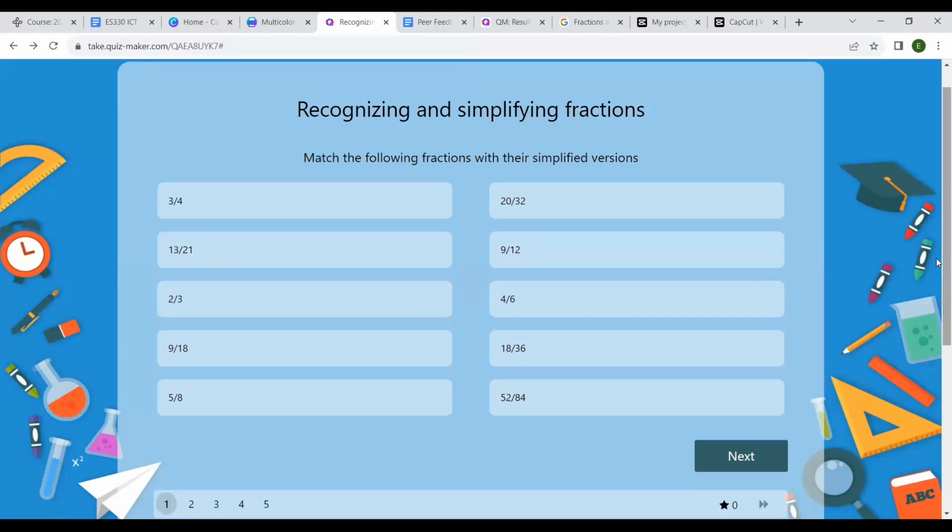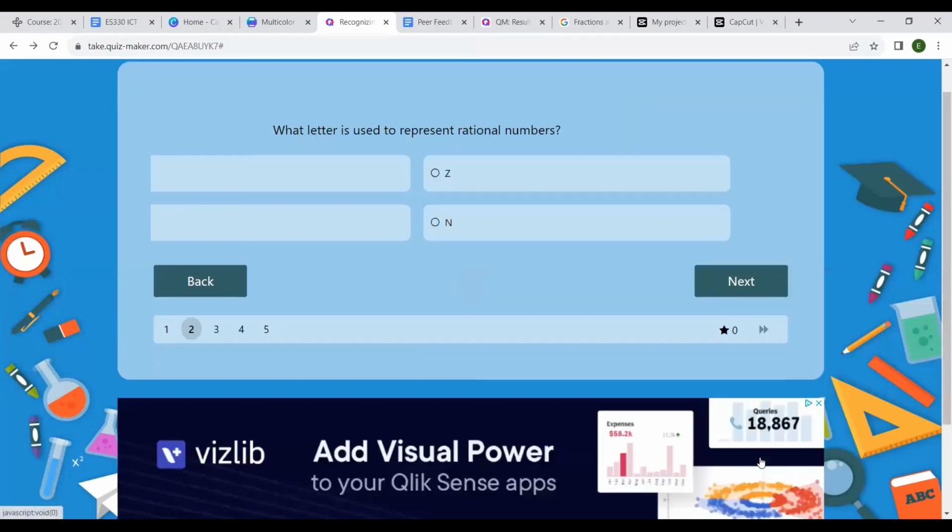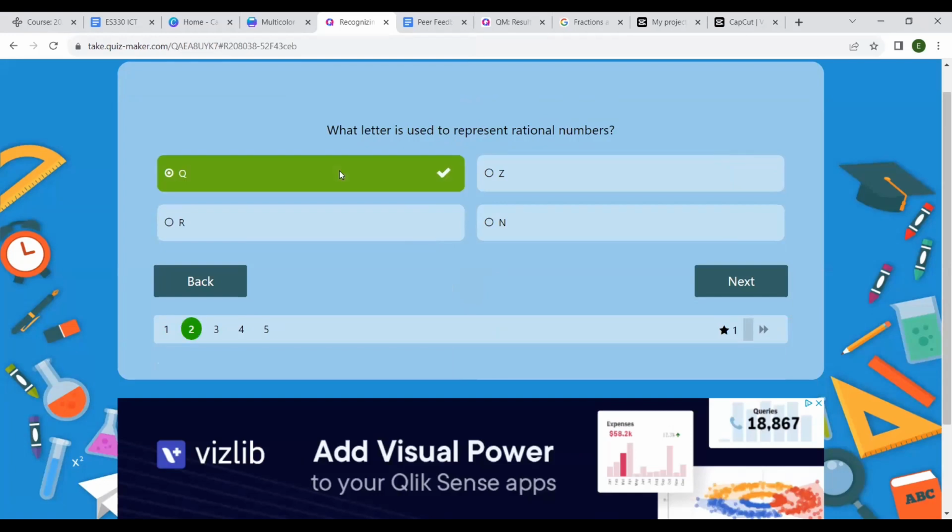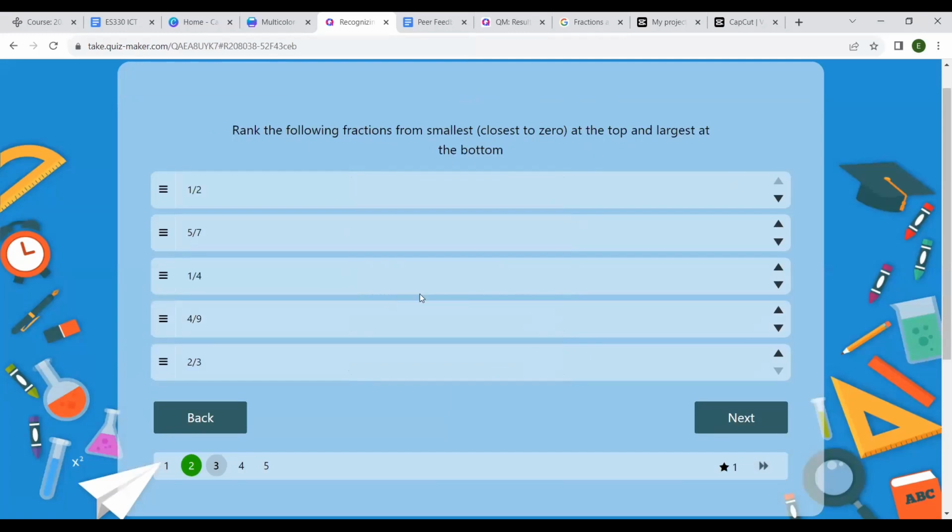I'm just going to hit next. I won't go through it, I'll just show you all the questions. What letter is used to represent the rational numbers? That was seen in the infographic. That is Q. So it turns green when you get the answers correct.